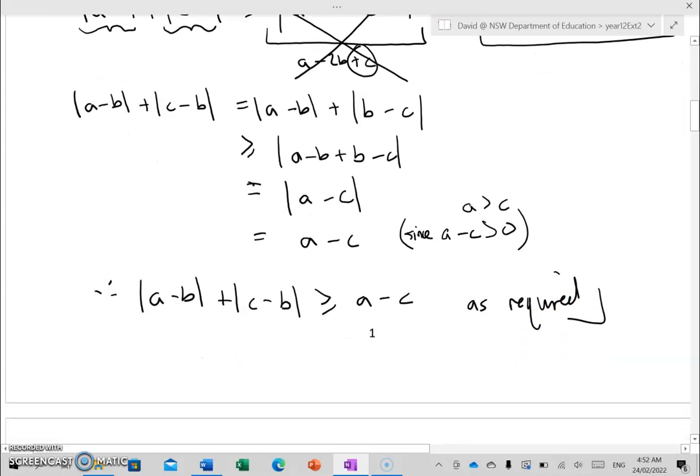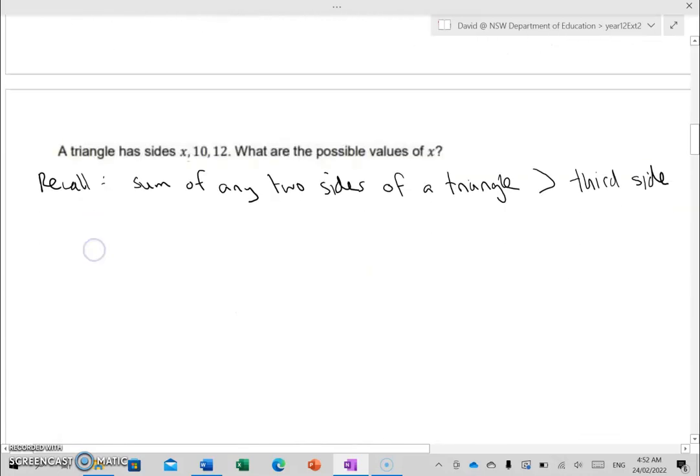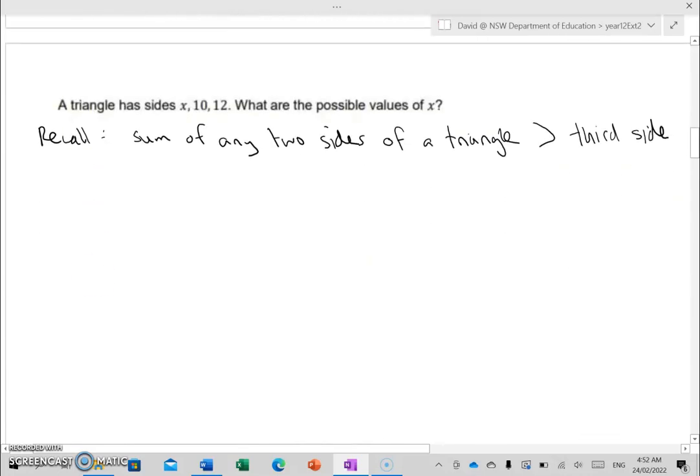Okay, let's keep pushing on. So that's page 1 done. I'm going to move on to page 2. So we've got a triangle with 3 sides. And notice we're talking about triangle here. So begin to use the triangle inequality, and we've got sides of x, 10, and 12. What are the possible values of x? This is a very basic triangle inequality question.